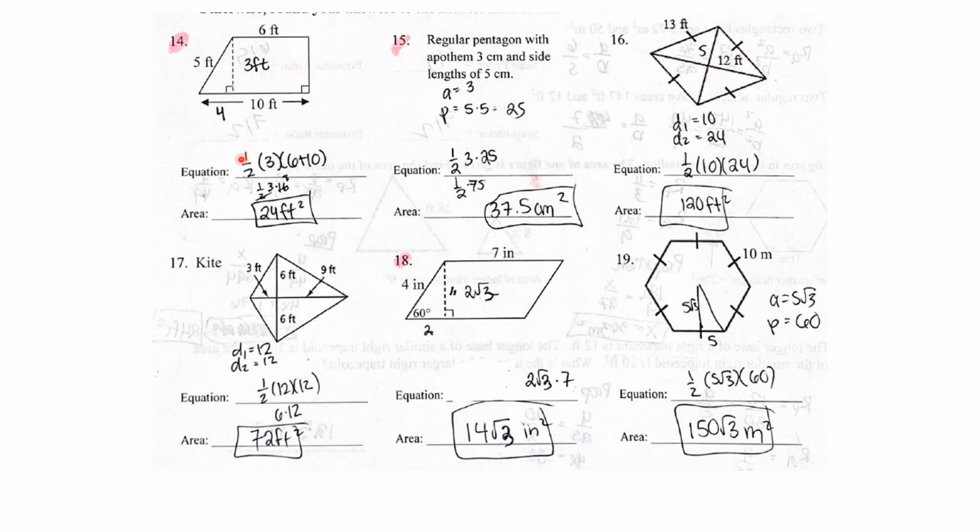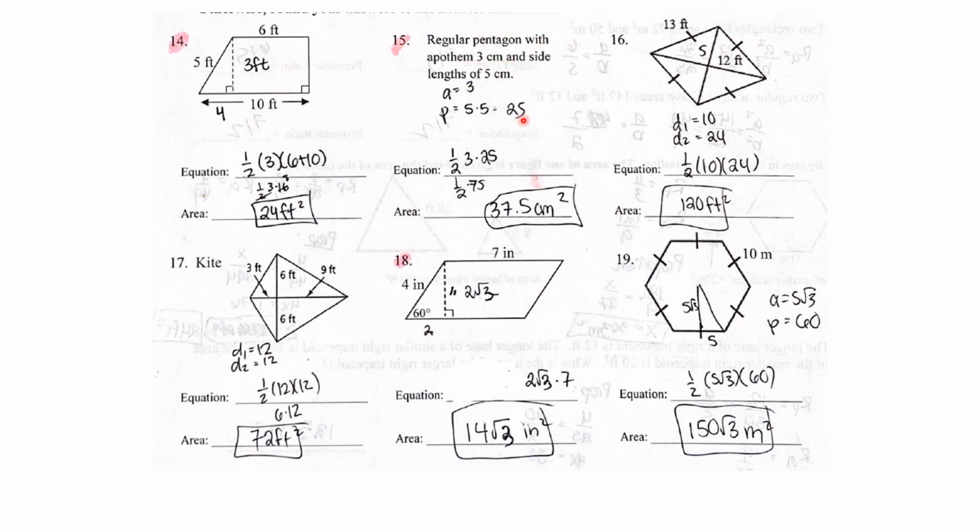So that's going to be really important, right? And then we plug it into our formula, 1/2 height times base 1, 6, plus base 2, 10. I have kind of a little mini simplifying work shown here, and then my area will be 24 feet squared. Number 15, we have a regular pentagon with an apothem of 3 centimeters, side length of 5.